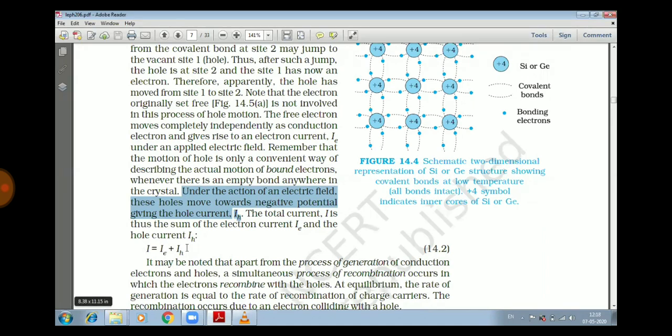Clear, children? Next class, we'll see the extrinsic semiconductor. Then on the basis of energy bands, how can we classify the material? Very easy chapter, children. See the video again and again. If you have any doubt, you ask. Okay, children?